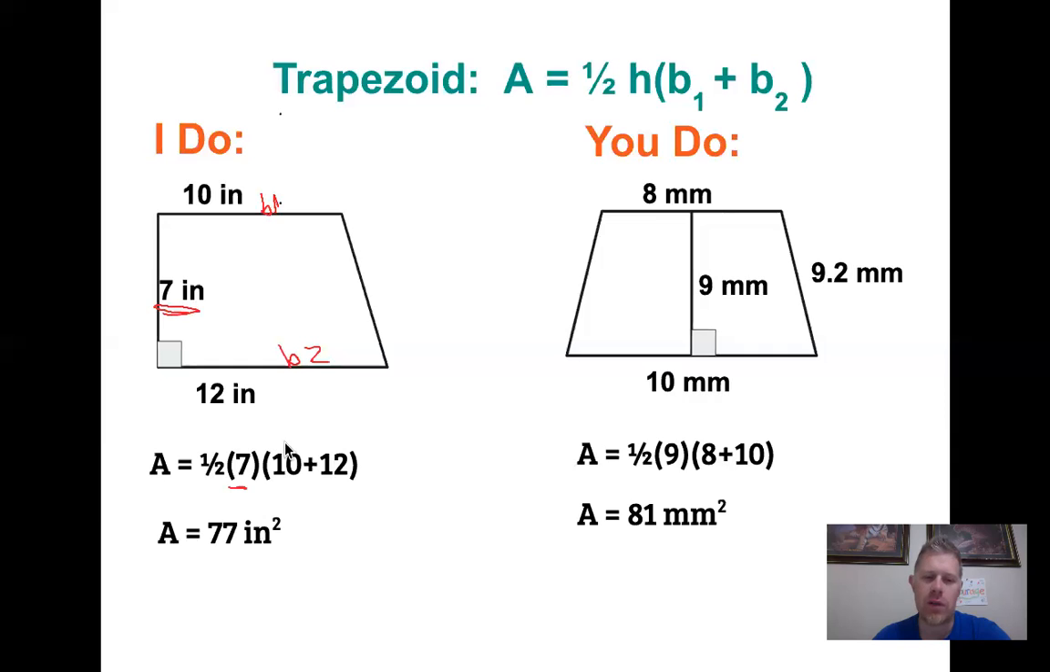7 times 10 is 70. 7 times 12, 84. I'm figuring it out in my head. If you add those two together and take half of it, maybe it would work. I think it would. All right. Let's move on to the next one, I guess.